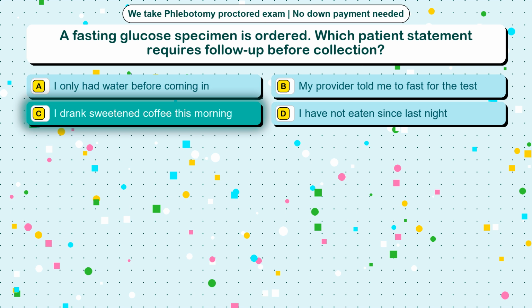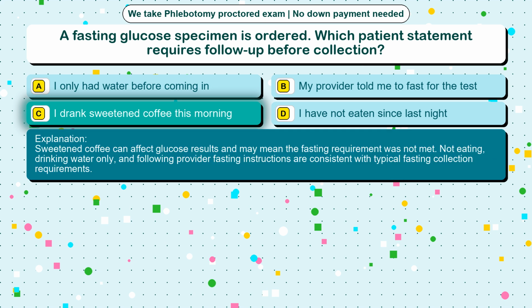The correct answer is option C. I drank sweetened coffee this morning. Sweetened coffee can affect glucose results and may mean the fasting requirement was not met. Not eating, drinking water only, and following provider fasting instructions are consistent with typical fasting collection requirements.